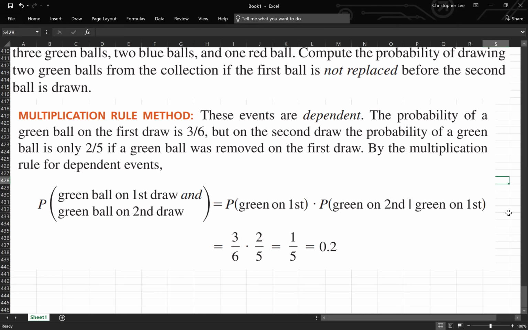Little multiplication, then you get in the calculator. 0.2. And that's it. That's all I want. This makes sense? Cool, cool.